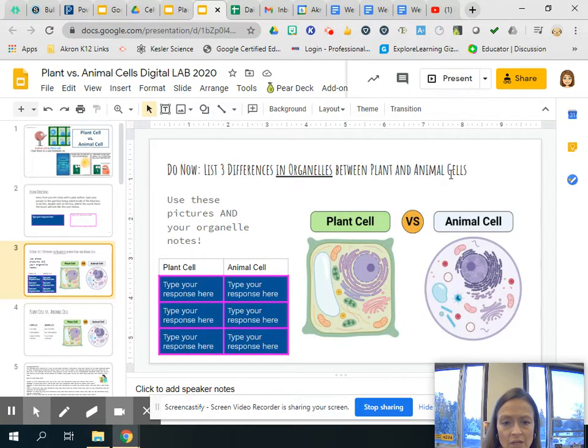So on this slide, it says do now list 3 differences in organelles between plant and animal cells. And you're going to use the pictures and your notes that we've taken to help you. So you can pause the video and figure out what you think are the differences in the organelles between a plant cell and an animal cell. And you have to find 3 of them. So make sure you delete the type your response here in each of the boxes and write down what you find.